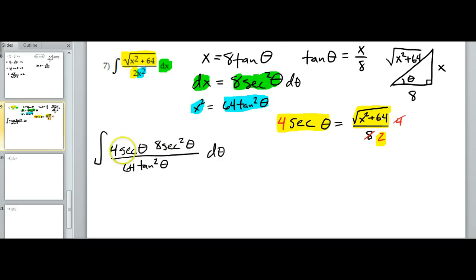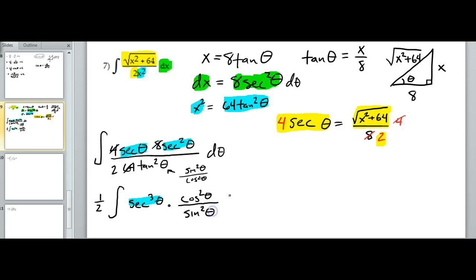Let's clean up a little bit. So 8 times 4 is 32. That'll cancel with half of that. Now, secant theta times secant squared is secant cubed theta. I'm going to pull this 1/2 out. So this up top has combined to this. That's all we've done so far. Now we're dividing by tangent squared. That's sine squared over cosine squared. So we're going to flip and multiply by cosine squared theta over sine squared theta, d theta.